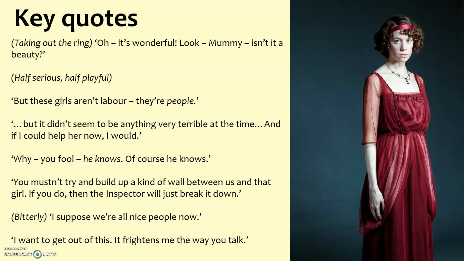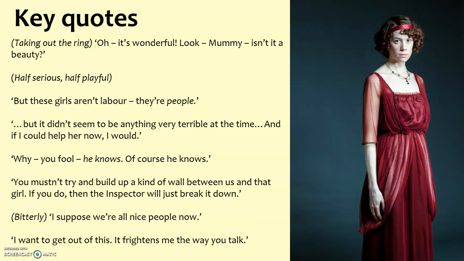So the first one there is taken from the beginning. I just would point out this is where she's looking at the engagement ring from Gerald. "And oh look, it's wonderful. Look, mummy, isn't it a beauty?" So you've got that idea of her obsessing about the ring there, but the fact she refers to her mother as mummy, it firstly reveals something about class, because it was a very upper class thing to do to talk about mummy and daddy even when you're grown up. But also it maybe gives us a sense of immaturity for her.